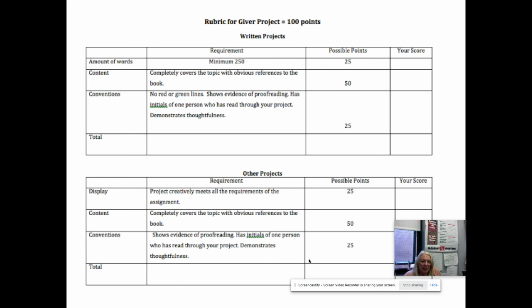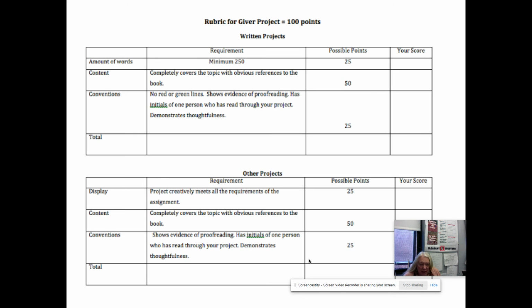So it needs to completely cover the topic with obvious references to the book. And then when I get this, I don't want any red or green lines. It's not Christmas. Show evidence of proofreading. You should have initials of one person who has read through your project and the project demonstrates thoughtfulness. So those are the 3 things that you're going to be graded on. And just if somebody else reads your paper, they can lots of times find mistakes you didn't. I don't care if it's Joe Schmo, just somebody else read the paper and make sure they read it.